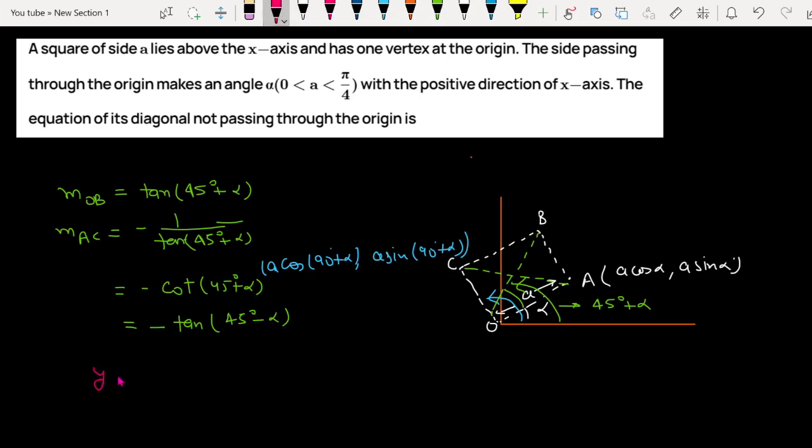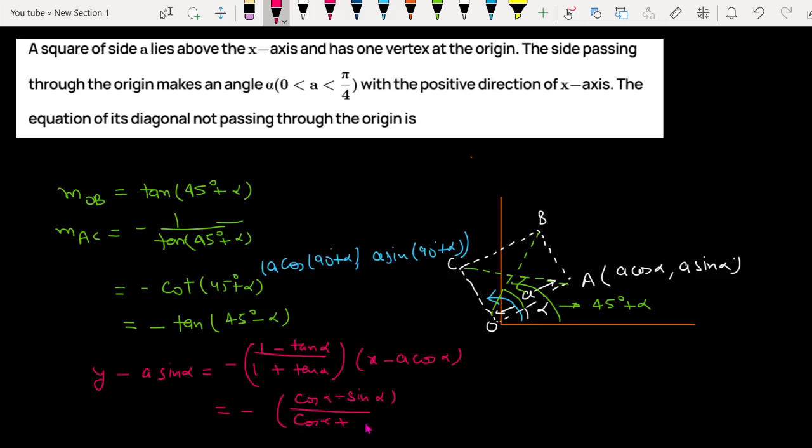So the equation will be y minus y1. I'm taking point A as the (x1, y1). So y minus y1 equal to the slope, which is minus of (1 minus tan A)... using tan(A minus B) upon 1 plus tan A tan B, into (x minus A cos alpha). Now we can write this as (cos alpha minus sin alpha) upon (cos alpha plus sin alpha), right, into (x minus A cos alpha).